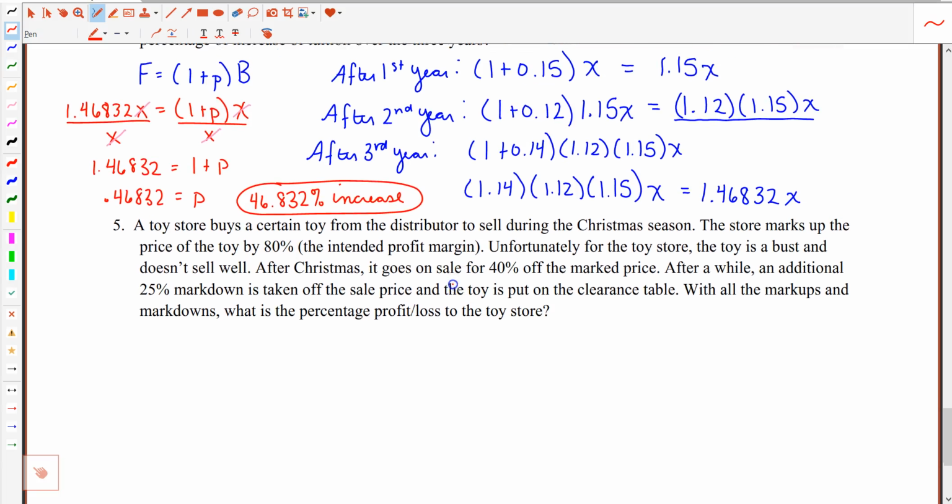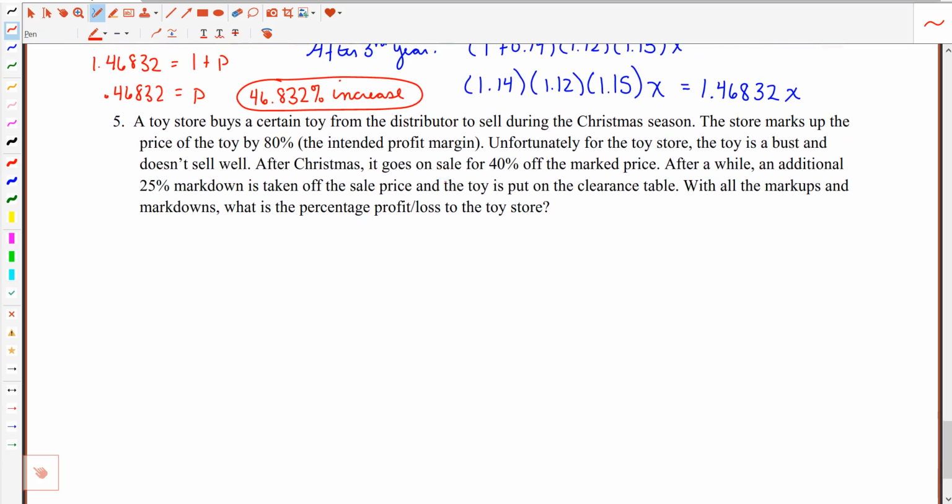Let's take a look at a different problem, utilizing that same idea. It says a toy store buys a certain toy from the distributor to sell during the Christmas season. The store marks up the price of the toy by 80%, which is the intended profit margin. Unfortunately for the toy store, the toy is a bust and doesn't sell well. So after Christmas, it goes on sale for 40% off the marked price. After a while, an additional 25% markdown is taken off of the sale price, and the toy is put on the clearance table. Now, with all of these markups and markdowns, what is the percentage profit or loss to the toy store?